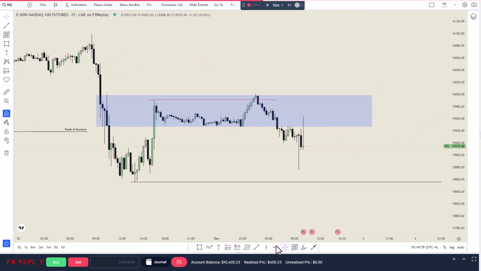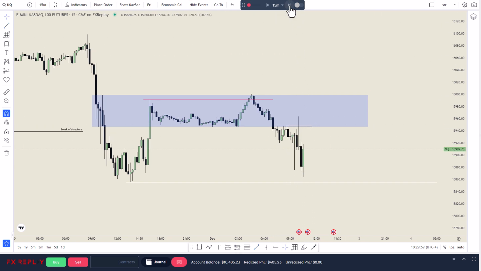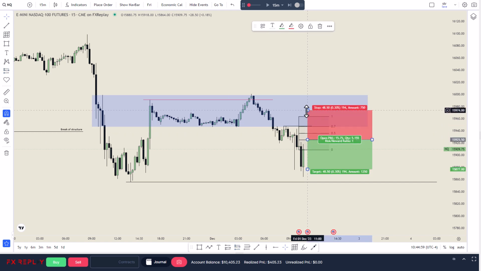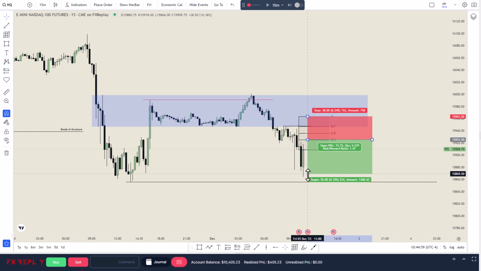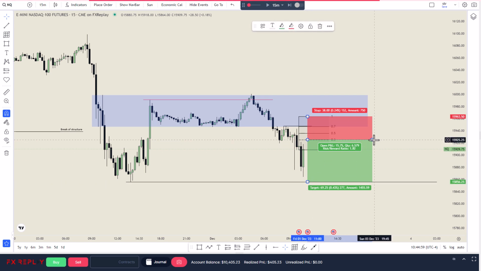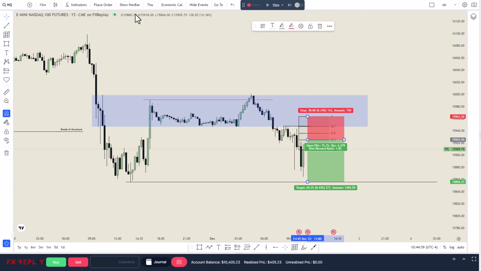On the 15-minute, we have this sweep right here. All right, we still have this target. Let's see if price is going to give us an entry from here. So this is my target. I want to enter from the 30%. My stop loss is here. And I'm going to target this. So let's see what's going to happen, right?